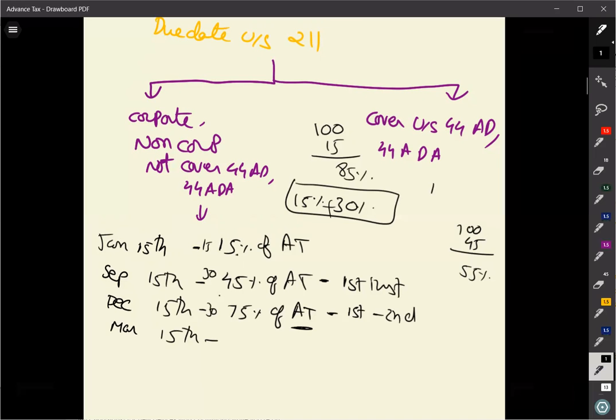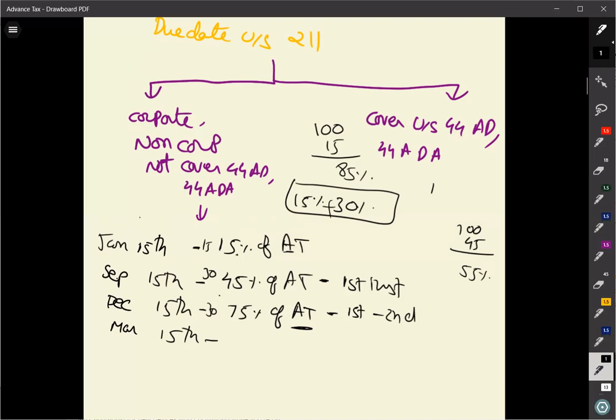Why always are we taking on your advance tax? Because you will be having an estimate. In the first quarter, my estimate may be something else, so my advance tax amount is something else. But in September, I got clarity. Suddenly, I got an order which was not expected before. Then ultimately, my income will increase. Then what will I do? I will be considering the revised total income. On the revised total income, I will be computing the advance tax. On that 45%, I will consider.